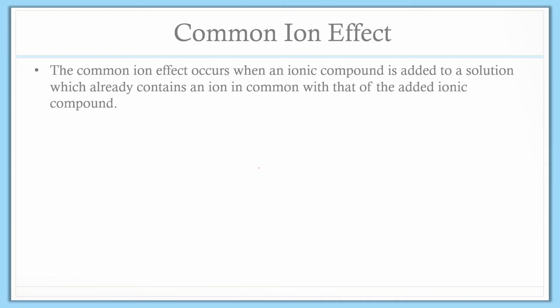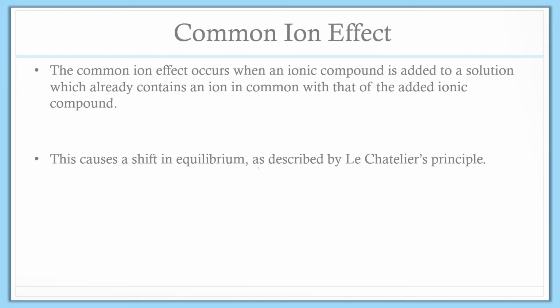The common ion effect occurs when, okay, clear enough, an ionic compound, okay, so let's say sodium chloride, is added to a solution. So, okay, we're adding the sodium chloride to something else, which already contains an ion in common. So we're adding it to something that already contains some sodium or chloride. Basically, adding something to something that already contains part of the something we're adding.